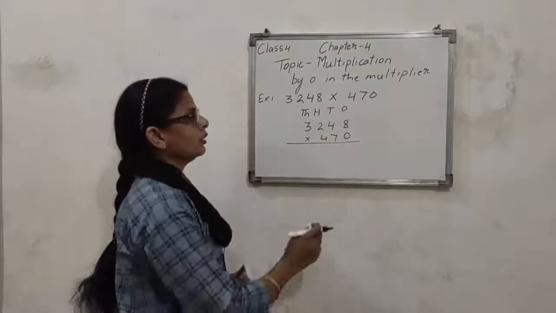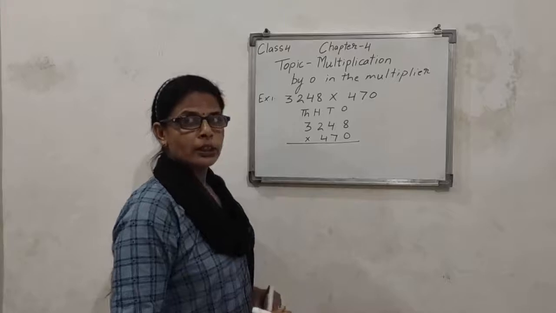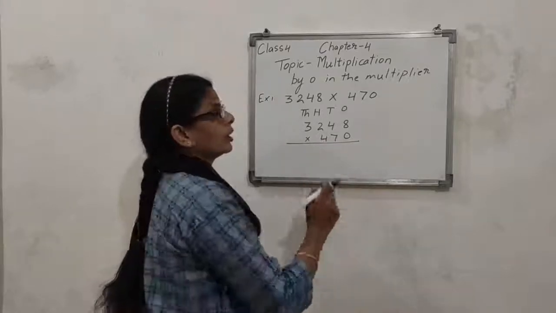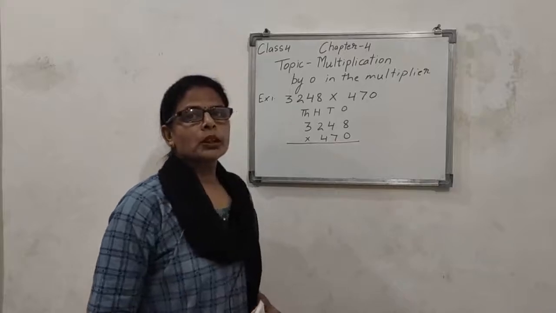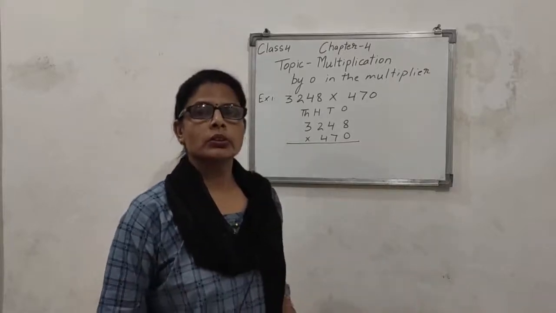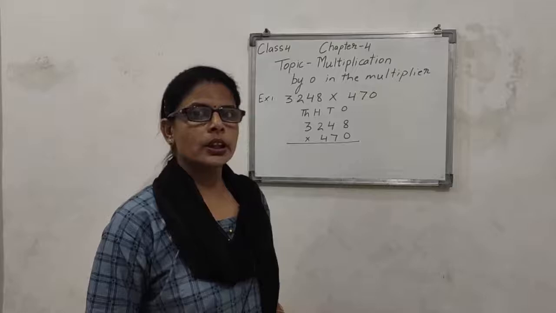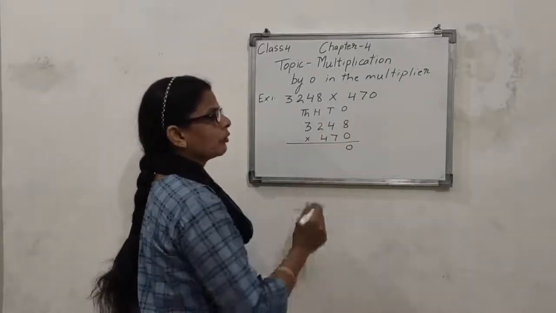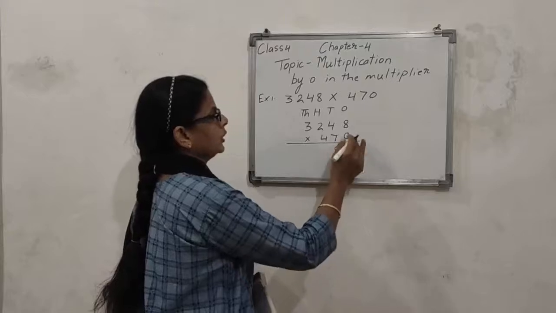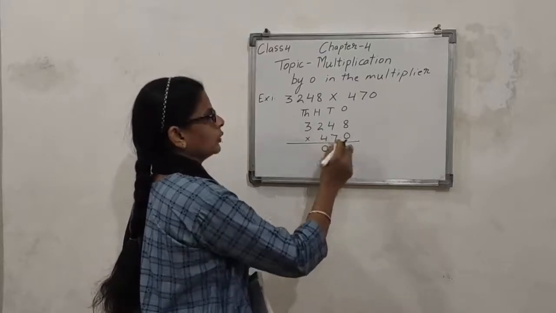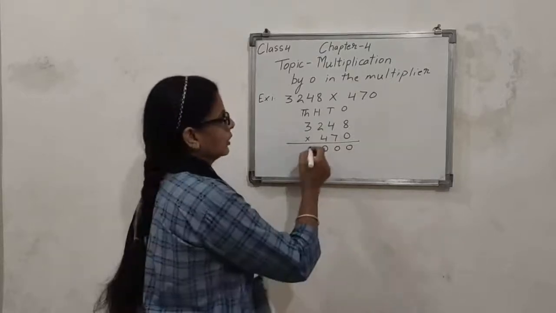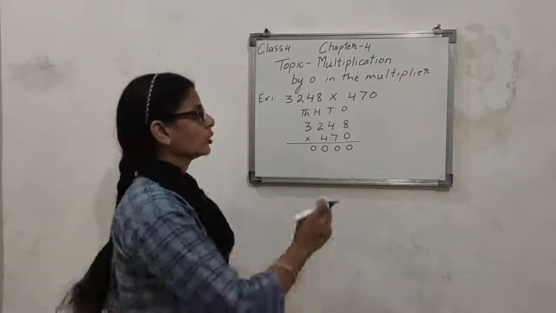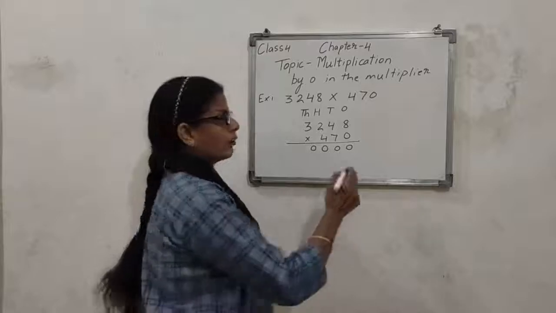Now we will multiply first from the ones place. What is the ones place? Ones place is 0. All of you know that when we multiply any number by 0, the product is always 0 only. So 0 8s are 0, 0 4s are 0 only, 0 2s are 0, 0 3s are 0. Now we have to multiply by the tens place, so we'll put cross on the ones place.